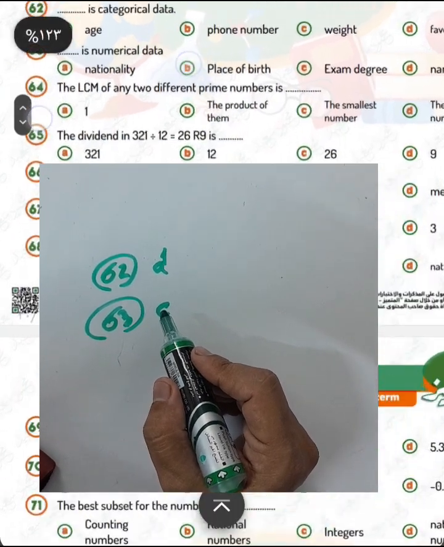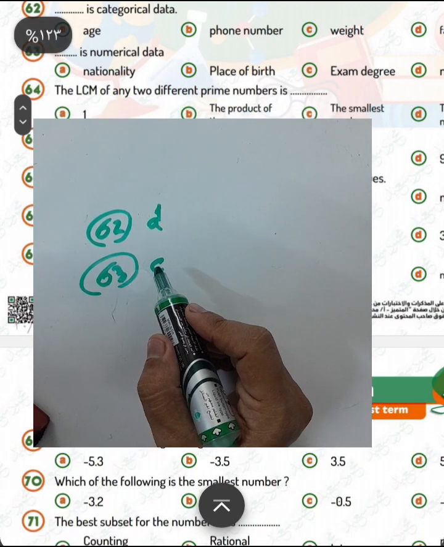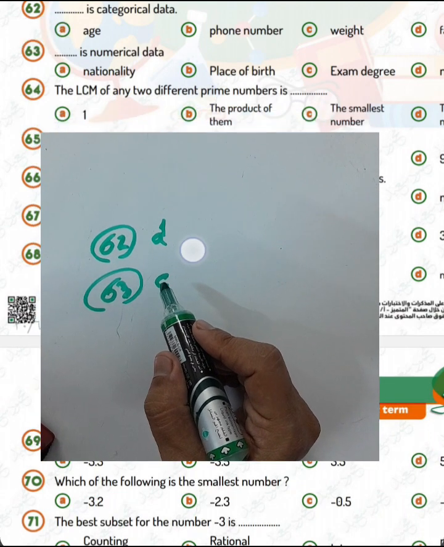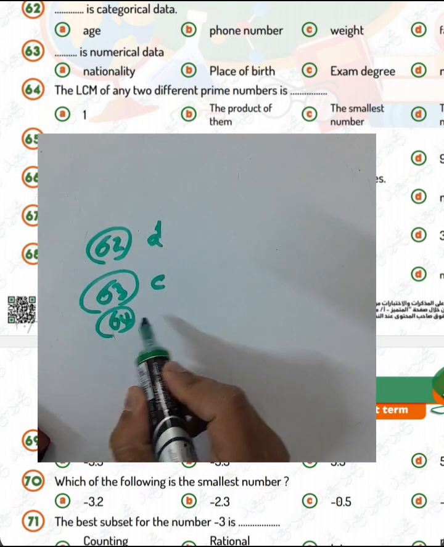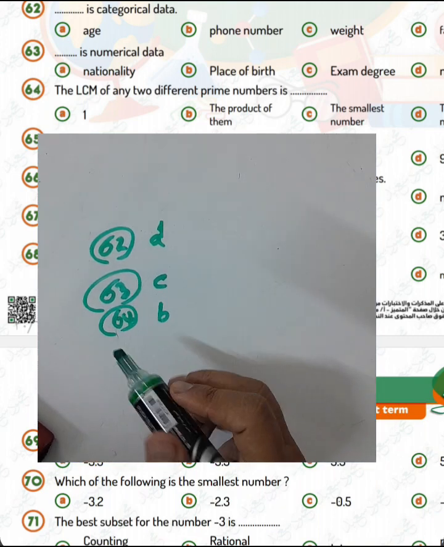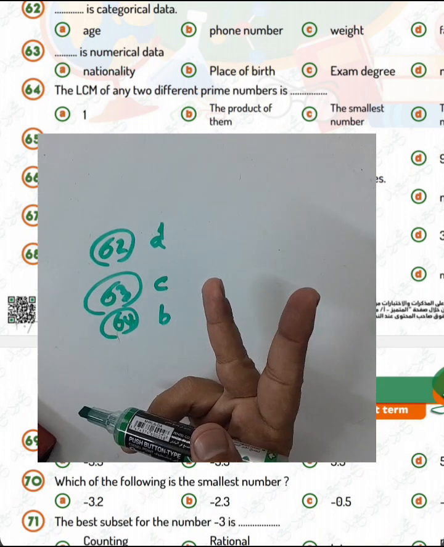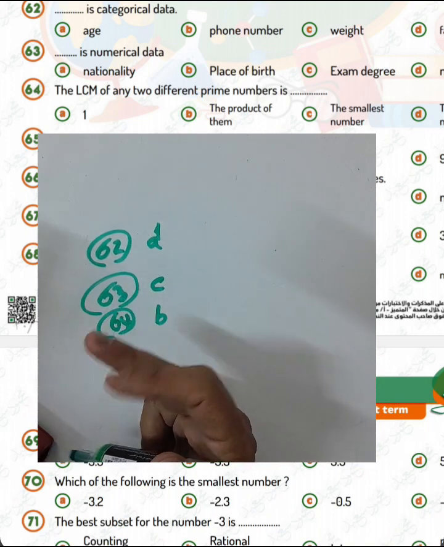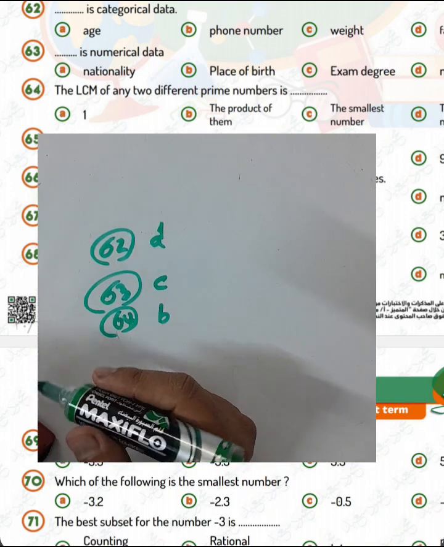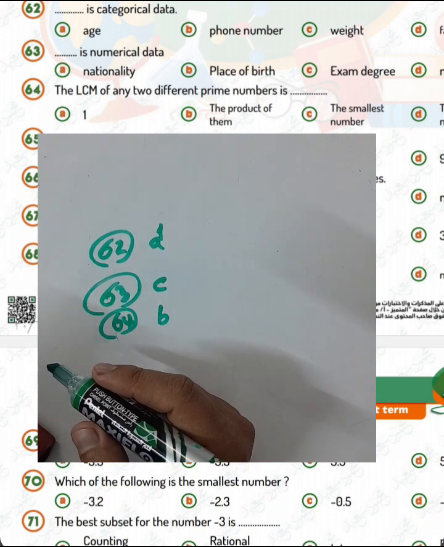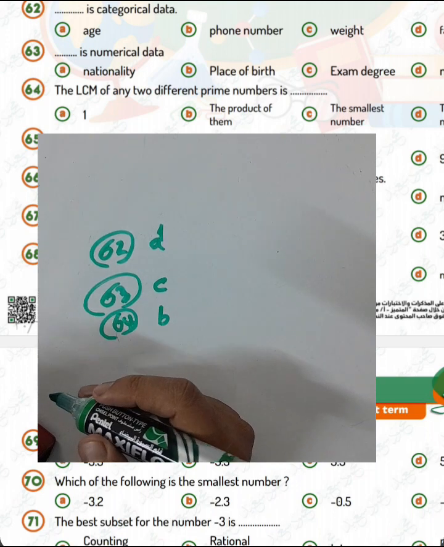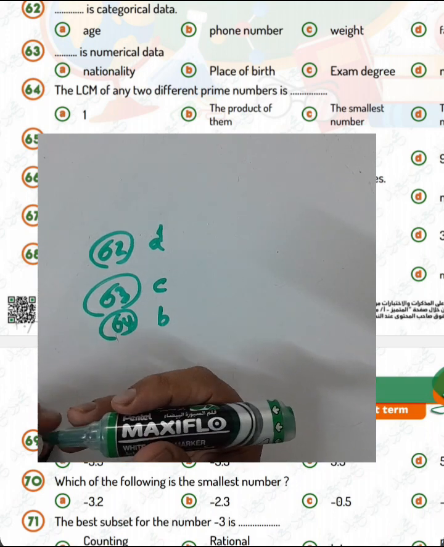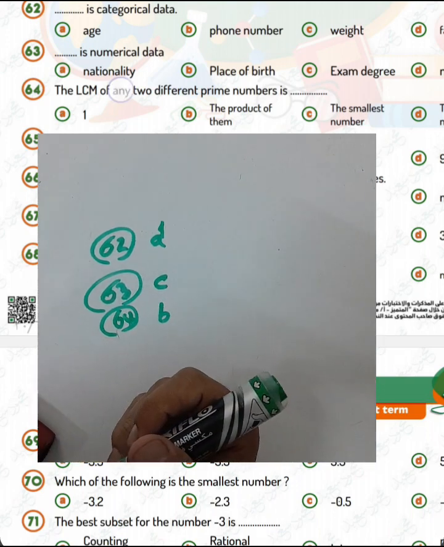Question 64. The least common multiple of any two different prime numbers will be their product. Choose letter B about question 64, because for two different prime numbers, such as 2 and 3, if you want to find the least common multiple between 2 and 3, you must find the product of them. 2 times 3 equals 6. Then the least common multiple of any two different prime numbers will be the product of them, okay?